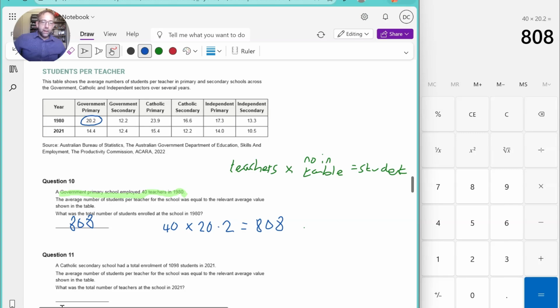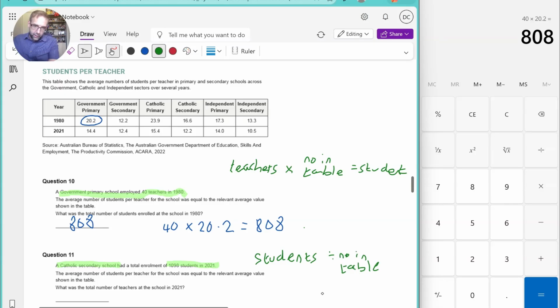Question 11. A Catholic secondary school had a total enrollment of 1,098 students in 2021. So here we go. I had a feeling this may come up. This time, we are given the number of students, and we have to go backwards and figure out the number of teachers. So this rule up here, teachers times the number in the table, tells us how many students. We can do the inverse of that, the reverse. If we know the number of students, so students divided by number in table will tell you how many teachers.